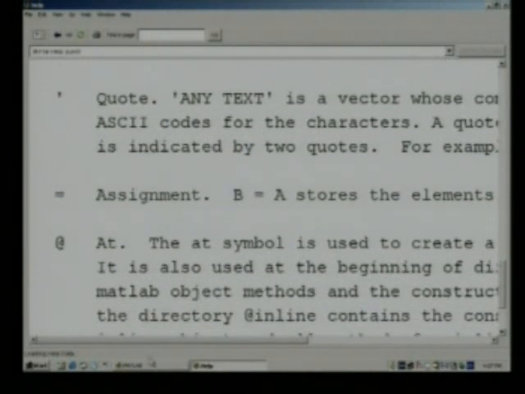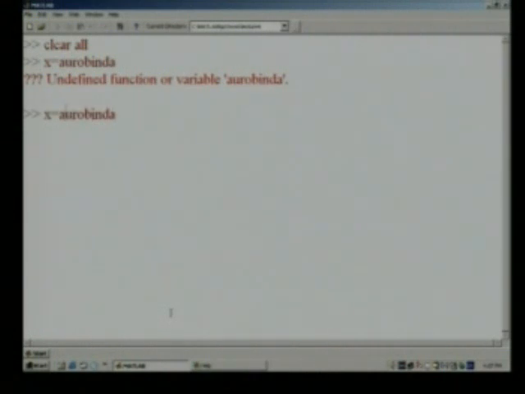For example, let me clear all. Suppose I write x is equal to my name, Aurobindo. It will not take it, because first it looks whether it is a variable or not. But if I write it in quotes, then it will take it. That means x is a character array whose length is 9: 1, 2, 3, 4, 5, 6, 7, 8, 9 characters. After quoting, it took the whole thing as a character. Otherwise, it will search for Aurobindo as a variable, and if it does not exist, you will get an error like this.